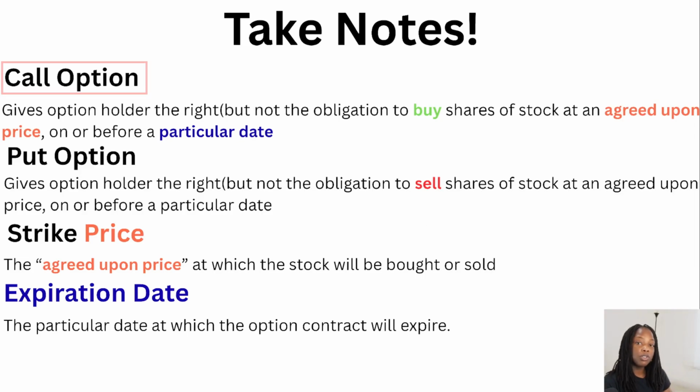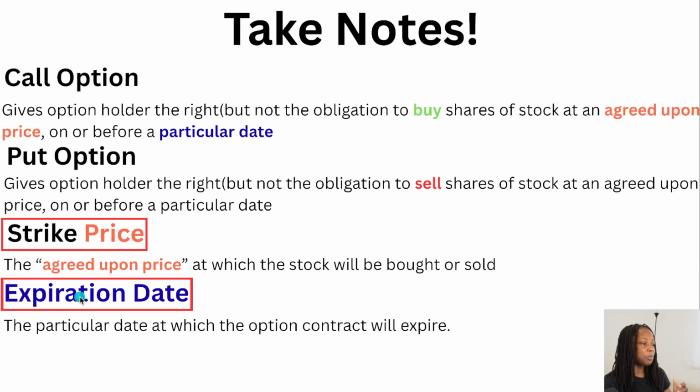For the sake of this video, you buy a call option when you are betting that the stock is going to go up. You buy a put option when you're betting that the stock is going to go down. It's a way of shorting the stock. In this video, I'm going to be mentioning the strike price and expiration date quite a lot. So that's why I have them defined here.